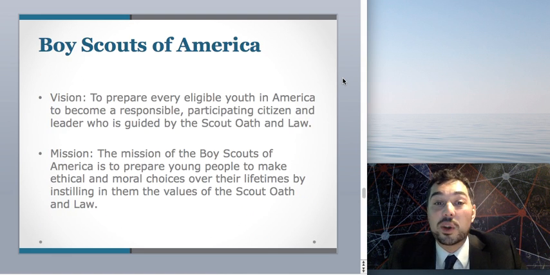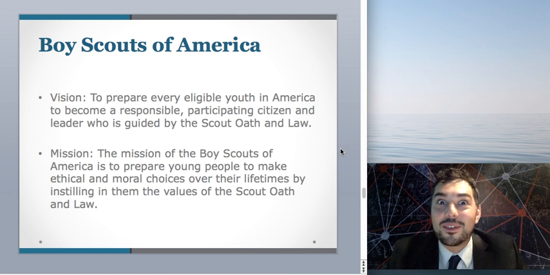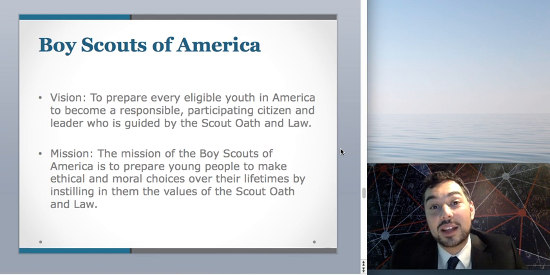Boy Scouts of America: "To prepare every single eligible youth in America to become a responsible, participating citizen and leader who is guided by the Scout Oath and Law." Again, a very aspirational vision, because they want every eligible youth to become a responsible, participating citizen and leader who is then guided by oath and law. So they're going to keep going until they have everybody, which they might not get to. Visions are typically horizons that you may never get to, but it definitely gives a direction to the organization as to why they do what they're doing.